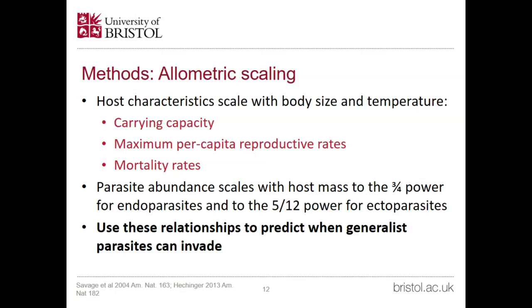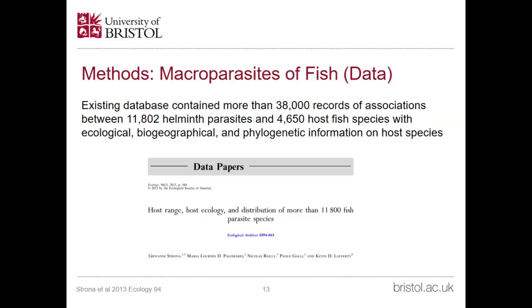So parasite abundance is assumed to scale with host mass to the 3/4 power for endoparasites because of the volume scaling relationship, and to the 5/12 power for ectoparasites because of the surface area scaling relationship, for example. So all of these allometric relationships were then added into the transmission model. And we use that to predict when you change the host traits, how that affects when the generalist parasites can invade. So that's the quick overview of the model.